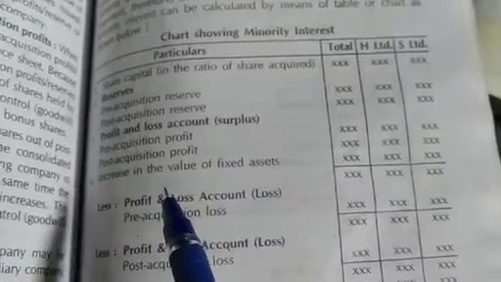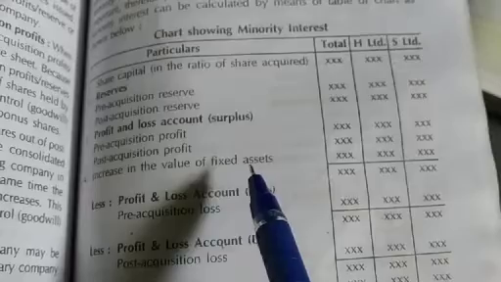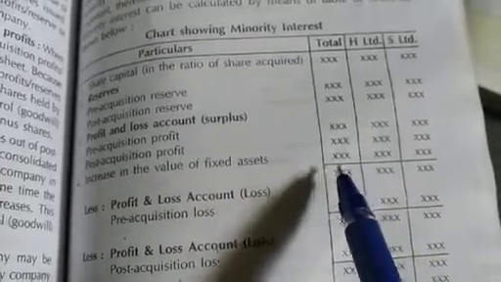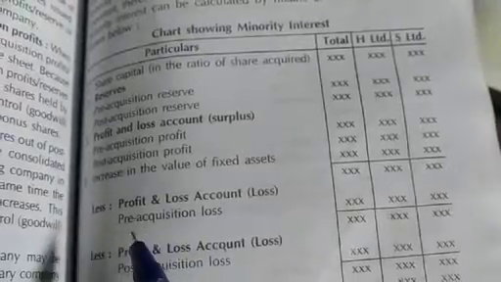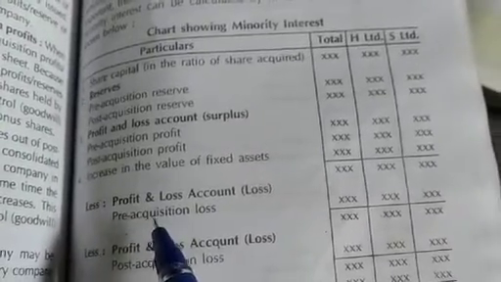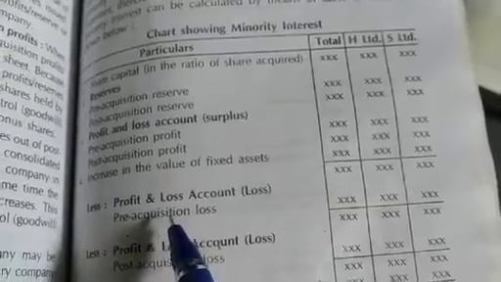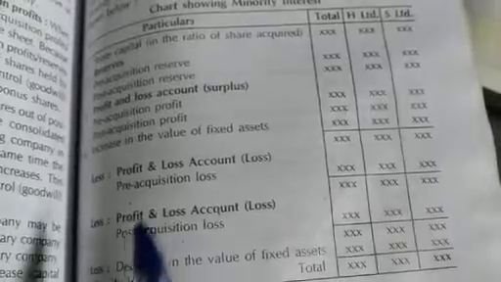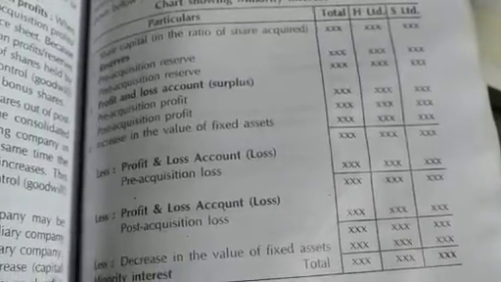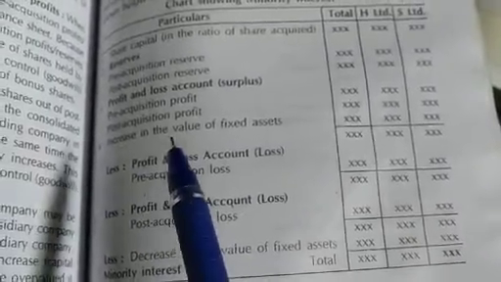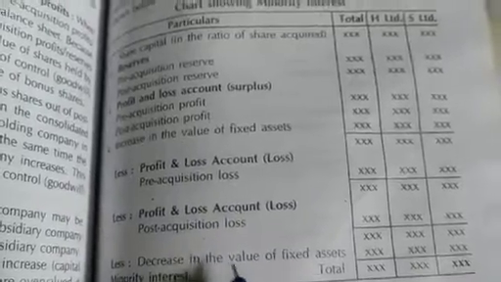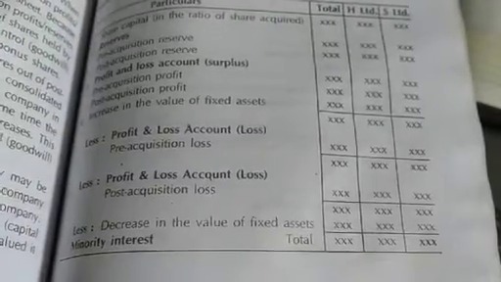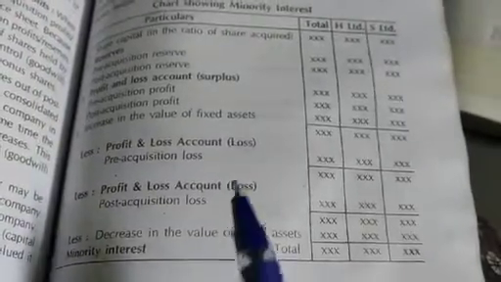Then, if there is an increase in the value of fixed assets of the subsidiary company, we have to add it. If any loss has accrued, that loss will be deducted; both pre-acquisition and post-acquisition losses we have to deduct. If there is an increase we add, and if a decrease we deduct that value of fixed assets. So this is the calculation chart of the minority interest.